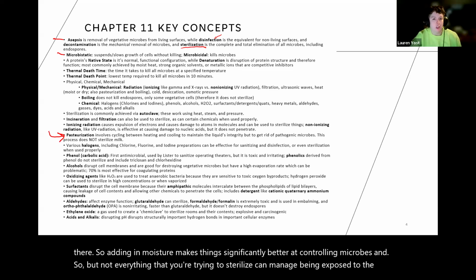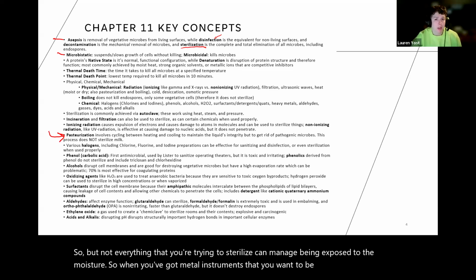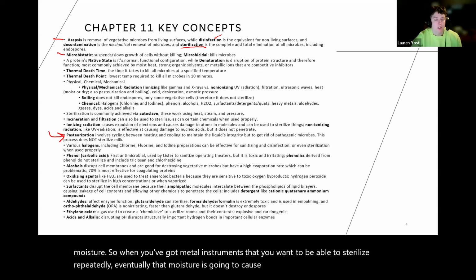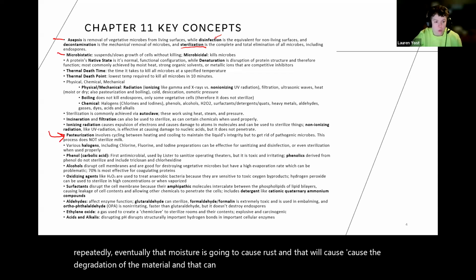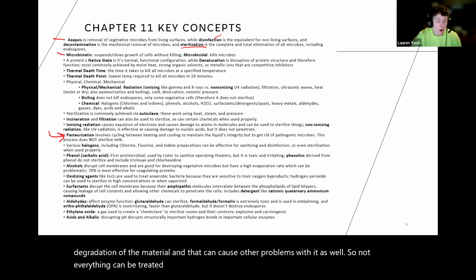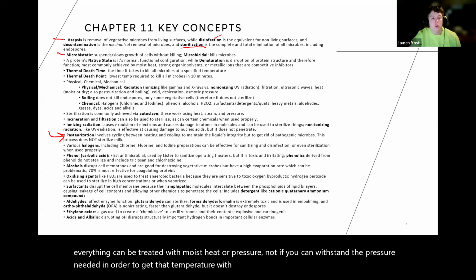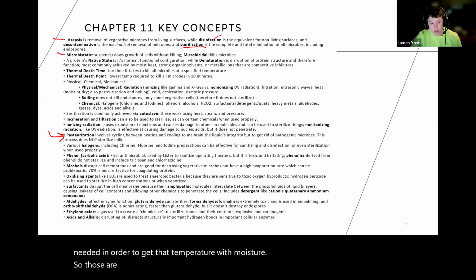So when you've got metal instruments that you want to be able to sterilize repeatedly, eventually that moisture is going to cause rust, and that will cause the degradation of the material, and that can cause other problems with it as well. So not everything can be treated with moist heat or pressure. Not everything can withstand the pressure needed in order to get that temperature with moisture. So those are all things that we would have to consider.